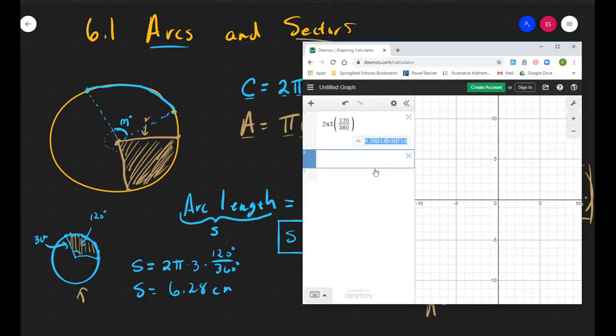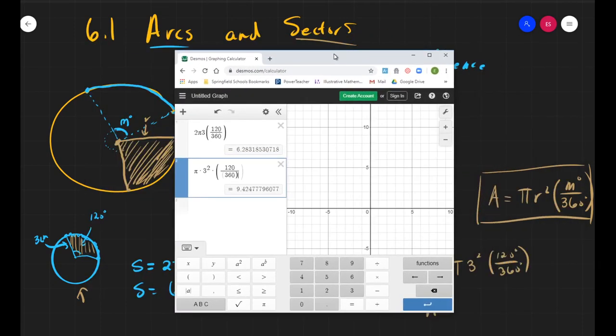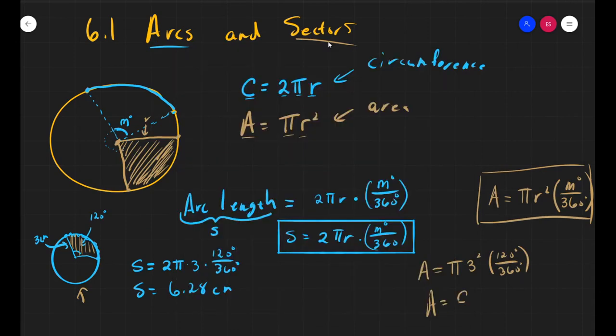So again, we're going to plug in our numbers. So pi times r, which is 3, we're squaring 3, and then we multiply that by our fraction 120 divided by 360. So we get that the area is 9.42. Area equals 9.42 centimeters squared.